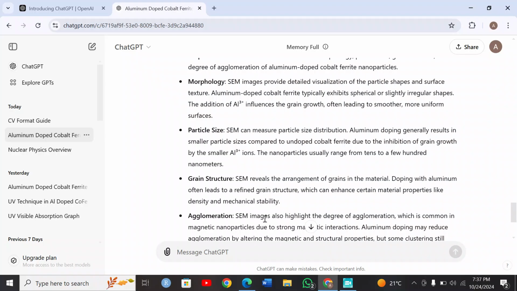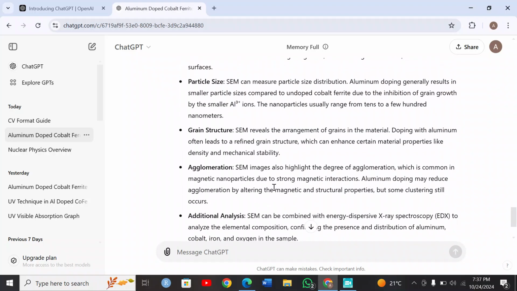Agglomeration. SEM images also highlight the degree of agglomeration, which is common in magnetic nanoparticles due to strong magnetic interaction between the nanoparticles. This is the basic property of magnetic nanoparticles: due to strong magnetic interaction, strong agglomeration. Aluminum doping may reduce agglomeration. When aluminum is doped, the agglomeration process decreases because aluminum is a non-magnetic ion.